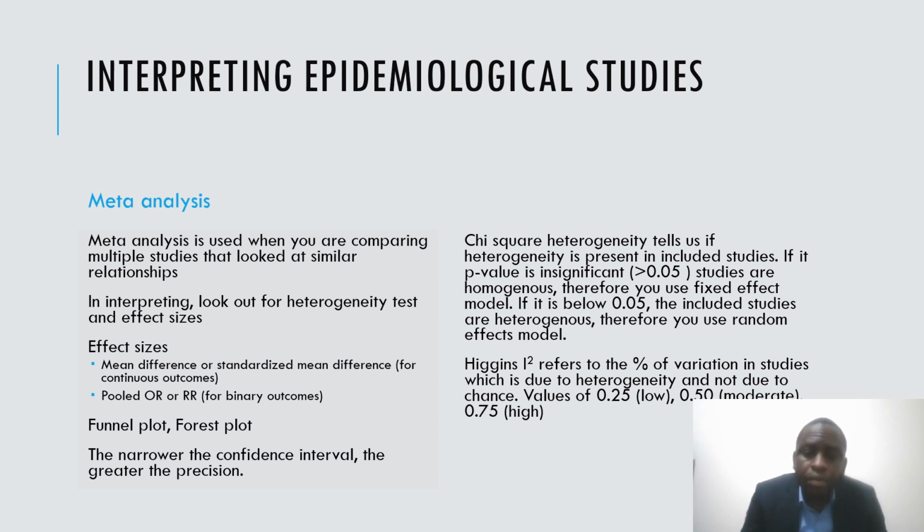So, when we say a p-value is above 0.05, what does it mean? It means that if you repeat that experiment 100 times, let me interpret what p-value means. P-value simply means the amount of variation that is due to chance. The amount of variation in the results that is due to chance.